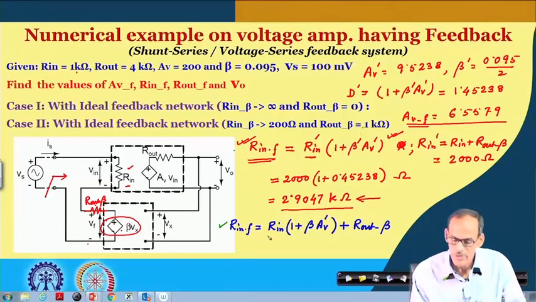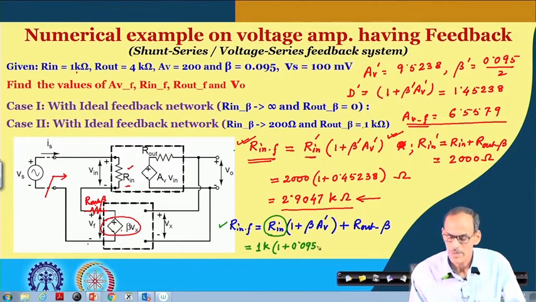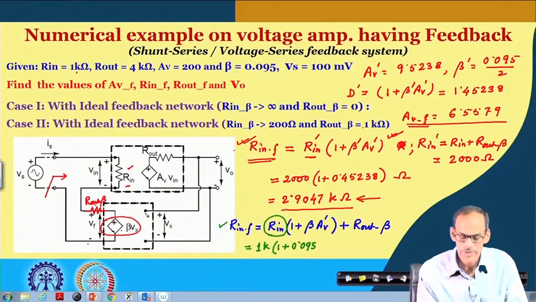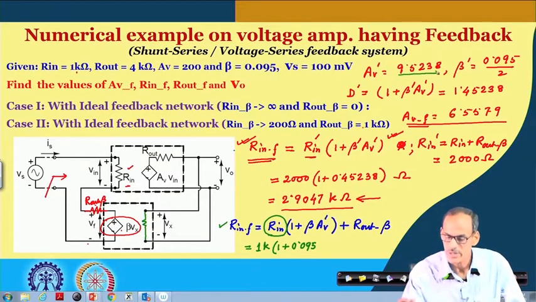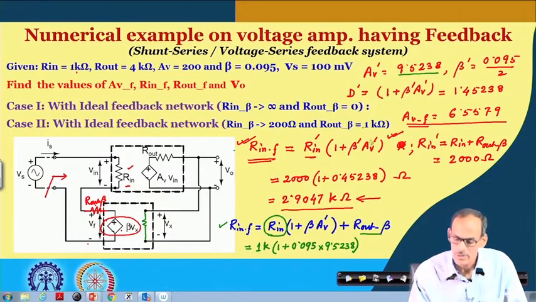First of all, here we consider R in only, without dash. So, here we have 1 k, and here we do not have beta dash. So, we have 1 plus 0.095 only, but A already got affected by whatever resistance we have, so we have to consider AV dash. That is multiplied by 9.5238, in series with 1 k.